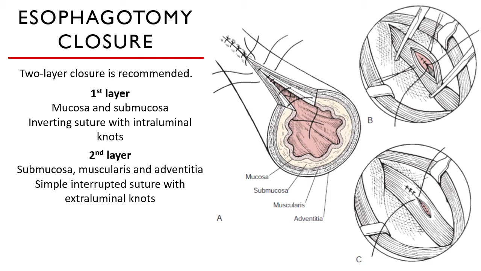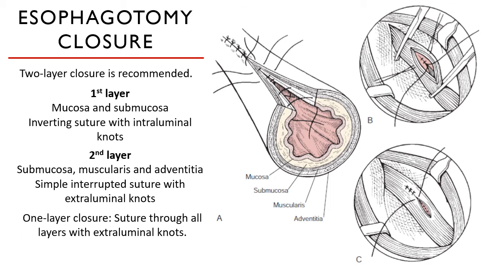extraluminal knots. If one-layer closure is preferred, especially for those with thin esophageal walls, suture through all four layers with extraluminal knots. After all that, do not forget to check for leakage.